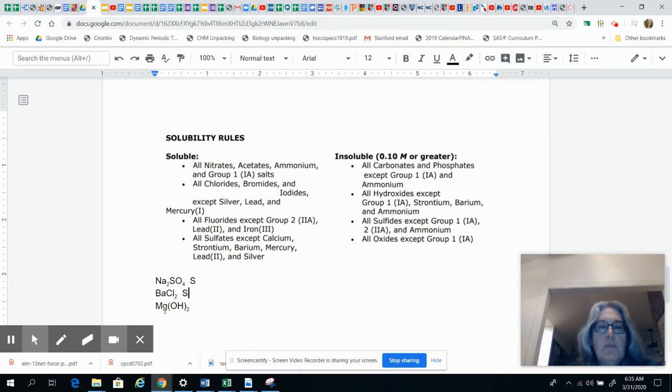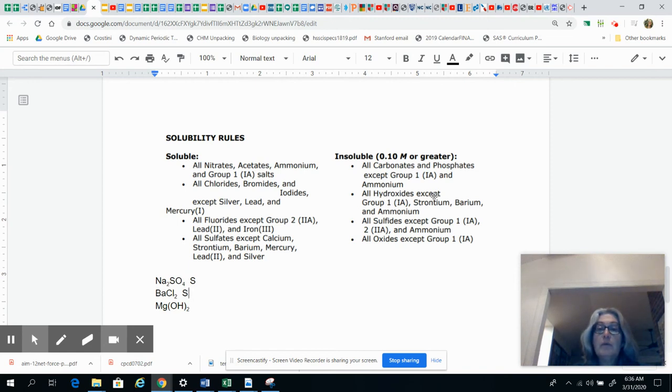All right, magnesium hydroxide. Okay, magnesium is in group 2. Group 2 are listed, I think, only as exceptions. So let's look at hydroxide. Carbonates, phosphates, hydroxides. Okay, now we have to look carefully. Hydroxides are soluble, but there are exceptions.